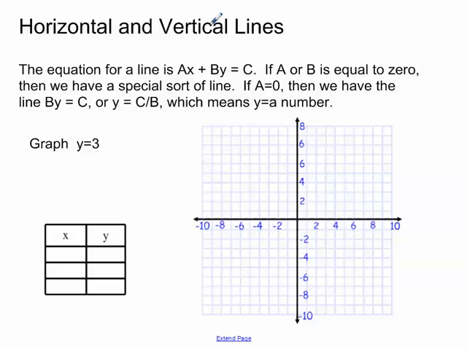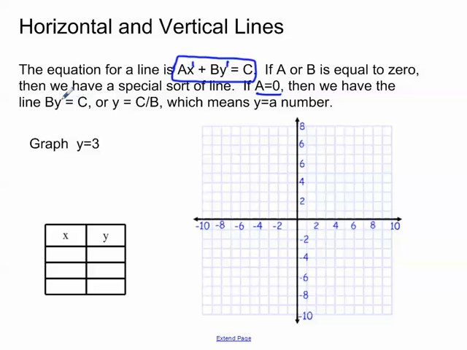So remember that our equation for a line is ax plus by equals c. And again, it's a linear equation, meaning the power is 1, and an equation because it's got an equal sign. But if a or b is equal to 0, then we've got a special situation. For example, if a is equal to 0, then that ax term goes away, because 0 times whatever value for x we put in there is still going to be 0.